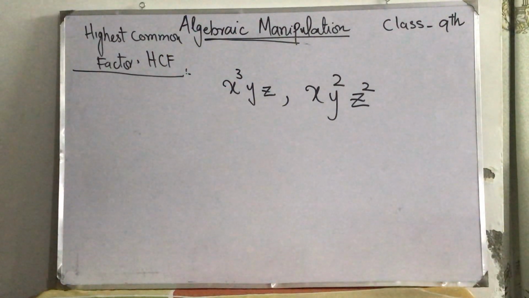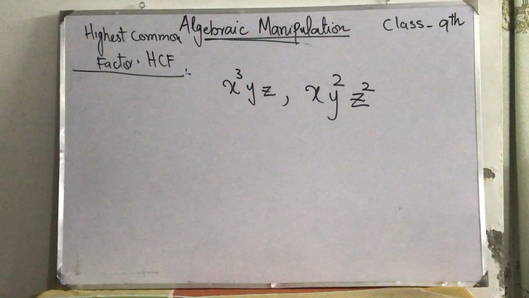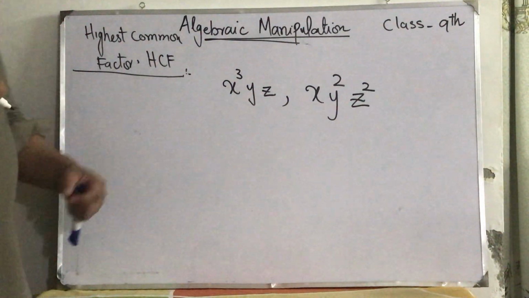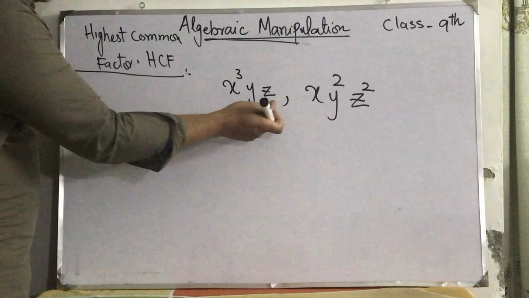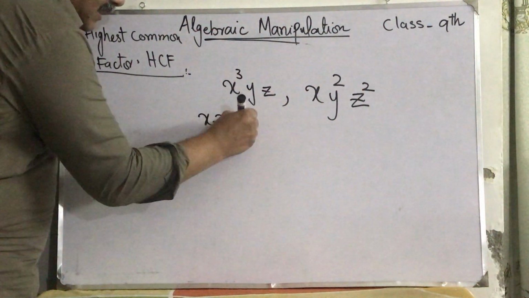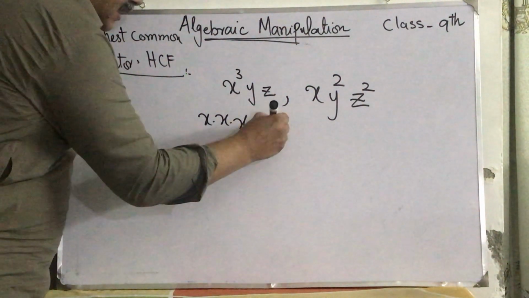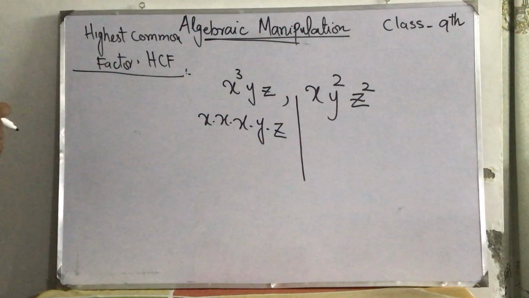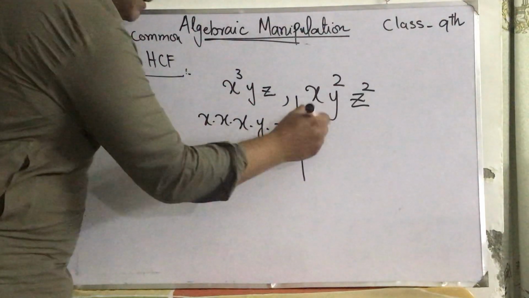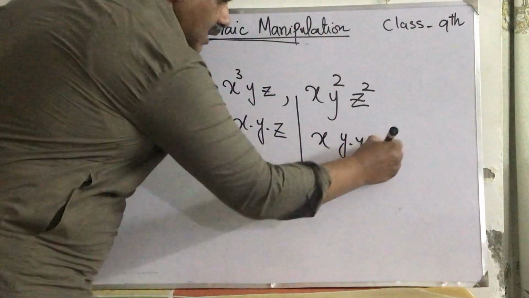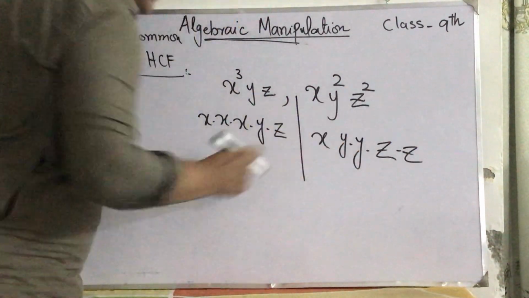Similarly, as we write the factors of a simple real number, I am going to write their factors. The factors of the first expression are x into x into x into y into z. For the second expression, x appears 1 time, y appears 2 times, and z also appears 2 times.